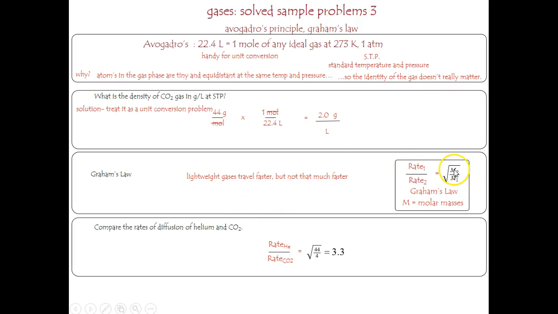That's what we're doing here. And notice that you have to flip them over. After all, it's an inverse relationship. The larger the molar mass, the slower the rate of diffusion. So we flip them over. And we get 3.3.